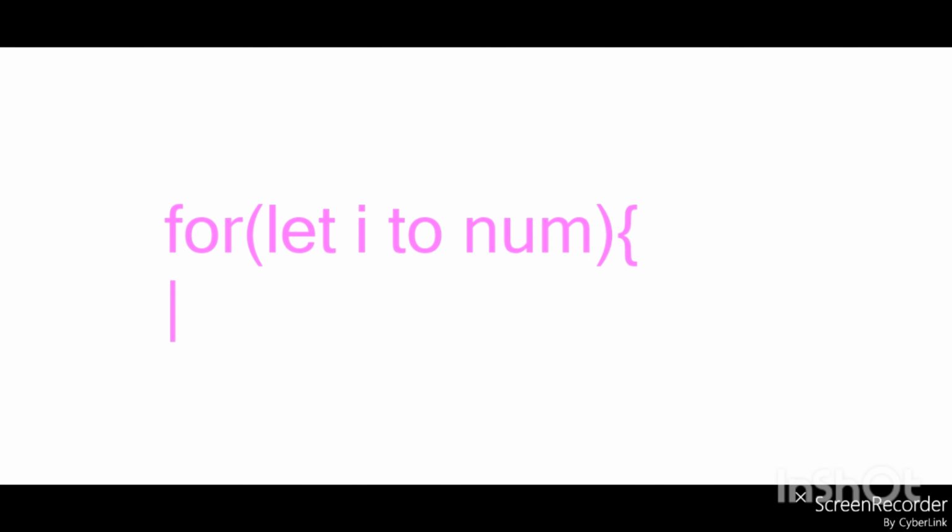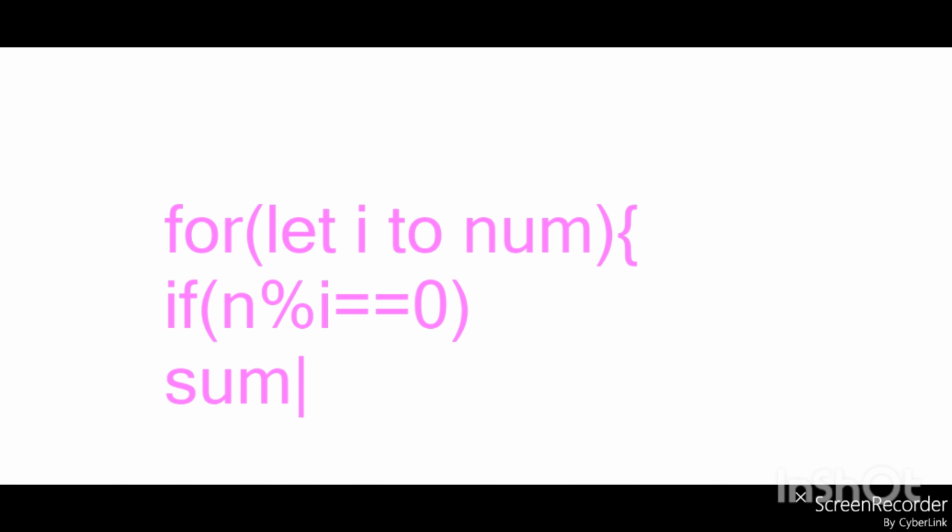We have one loop that is going to run while i is less than num. Here, if num modulus i is equal to 0, then I take sum plus equal to i.